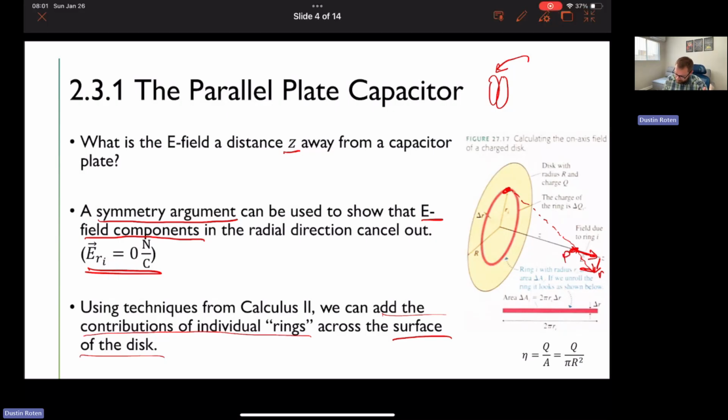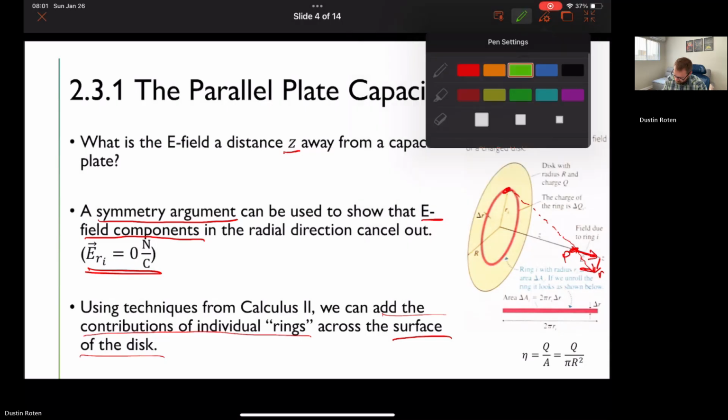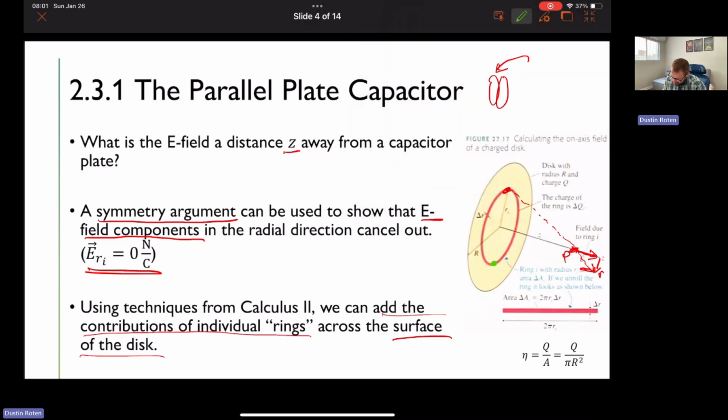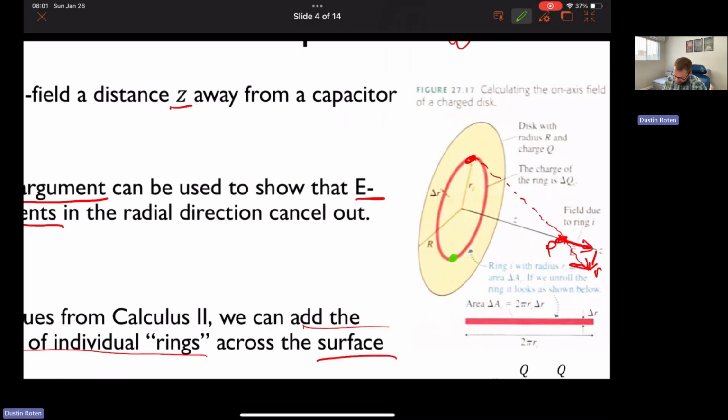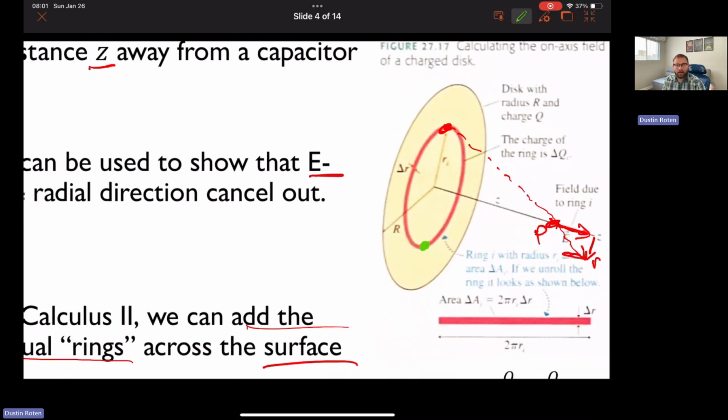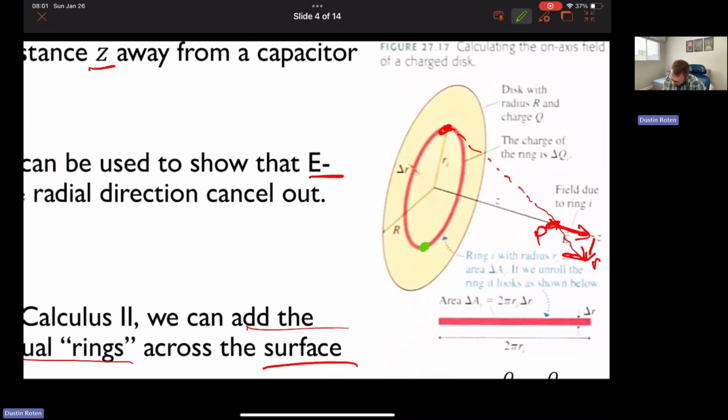Now, at the same time, we could have this green point. Let's see if I can zoom in. Okay. We could have this green point also causing an electric field at point P. You'll notice that however much is in the radial direction is going to be the same all the way around, so it's going to cancel.